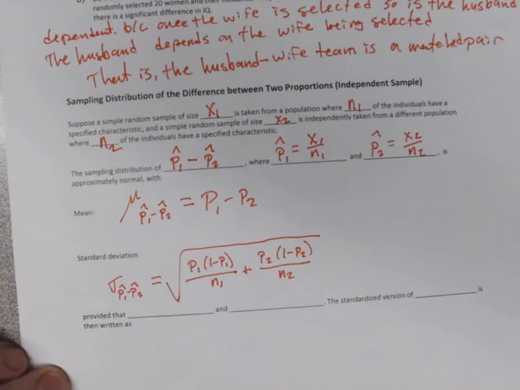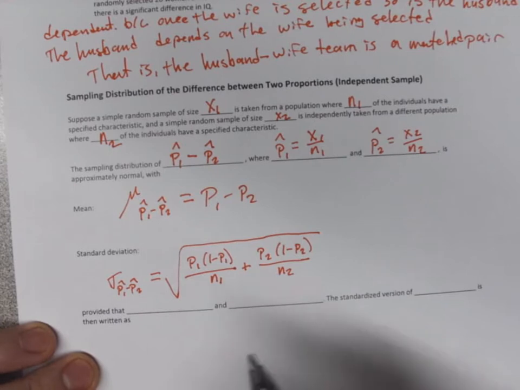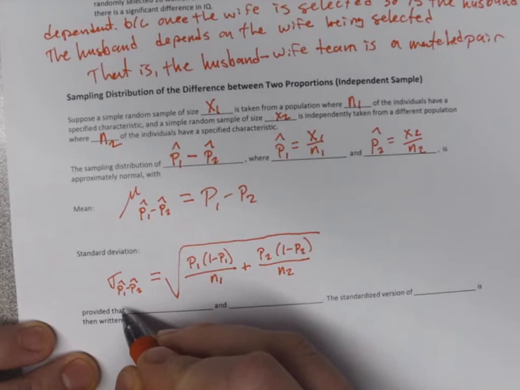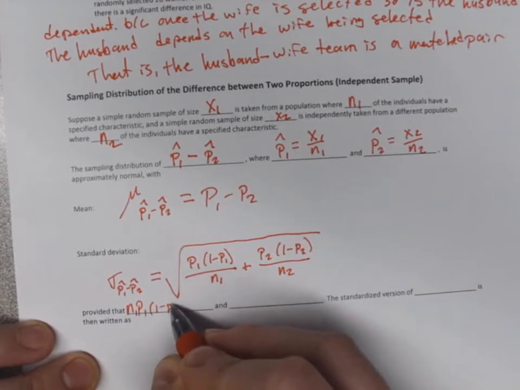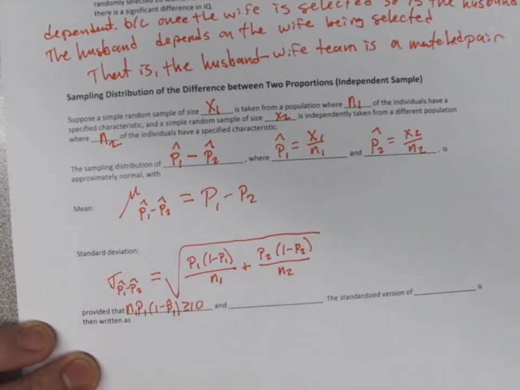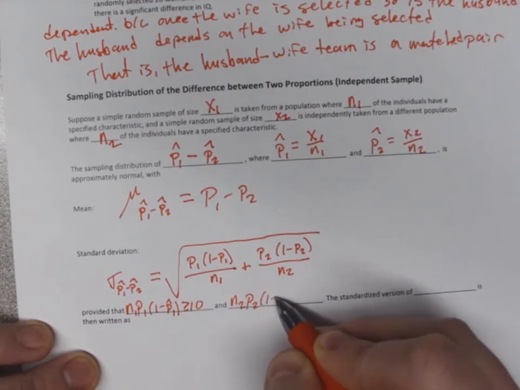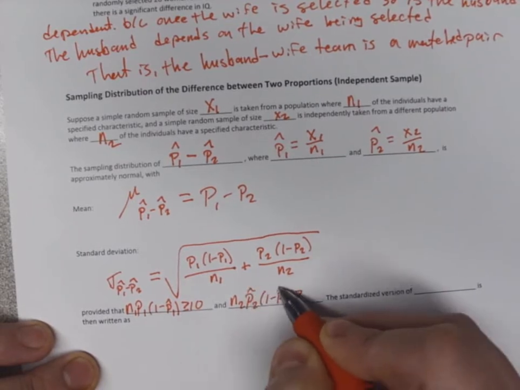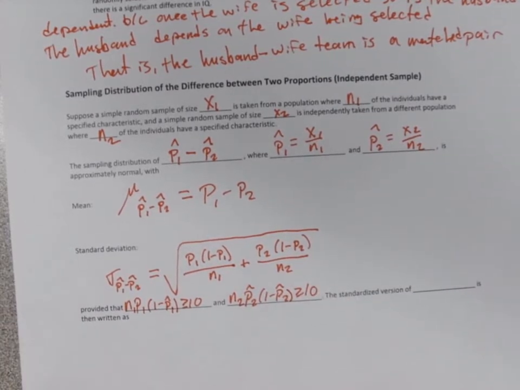So very, very similar. And that's provided that it satisfies these two equations, and I did not leave myself enough room here. It's N1 times P1 times 1 minus P1 hat is greater than or equal to 10. So what we've seen before, except now we have to include the two versions here. So we have to check both of these now. Oh, and there's supposed to be hats there. All right, so just a quick check of those and then we're off and running.